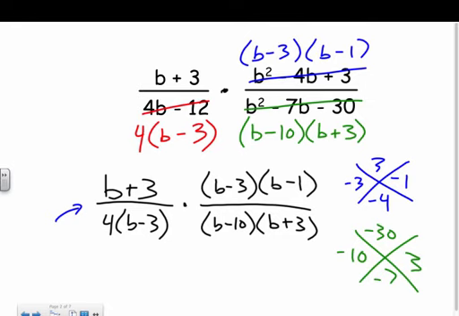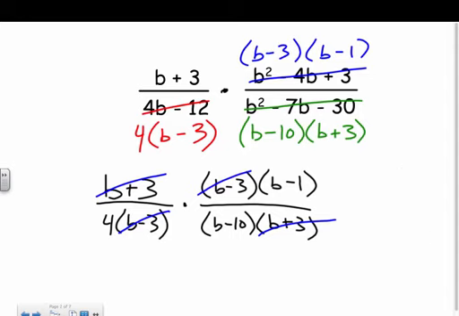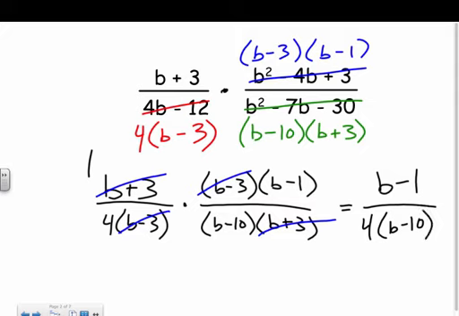What about the right side here? Nothing. So let's cross cancel. Well, if I look, this b plus 3 cancels with this b plus 3 down here, so that's good. And this b minus 3 cancels with this b minus 3 right here, so that's good. And nothing else cancels. So let's go ahead and just multiply straight across. So up top, this is really just a 1 up here. So 1 times b minus 1 is just b minus 1, just itself. And 4 times b minus 10. And we're done. Nothing else cancels. So that's as simplified as I can go right there. Okay, it just takes a little bit of work, doesn't it?